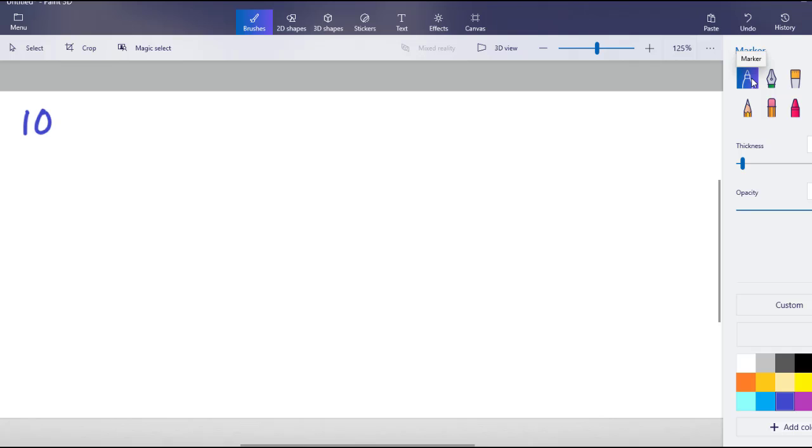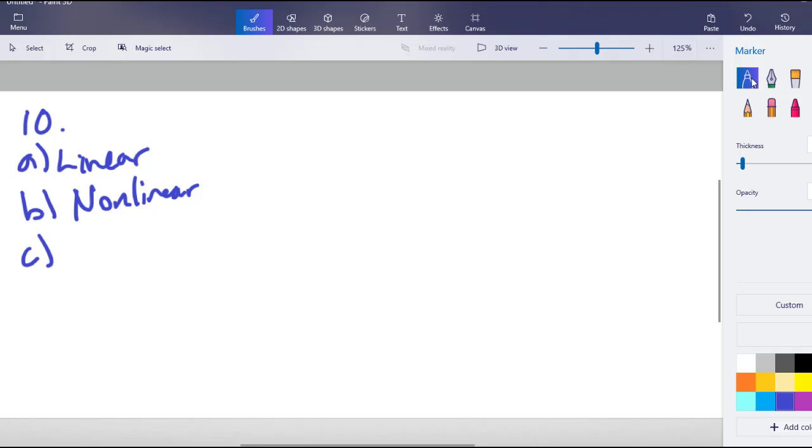On the last problem, number 10, you're given various options. Option A is that the equation is linear. B is non-linear. C is separable. And D is homogeneous.